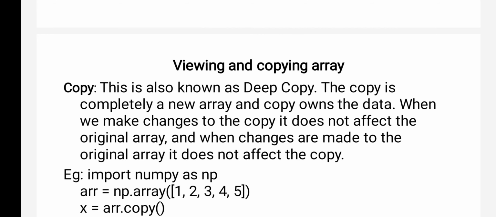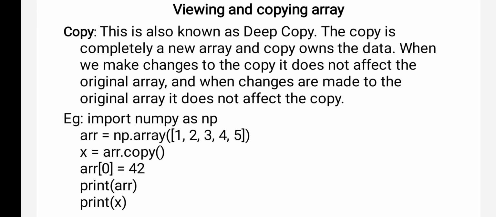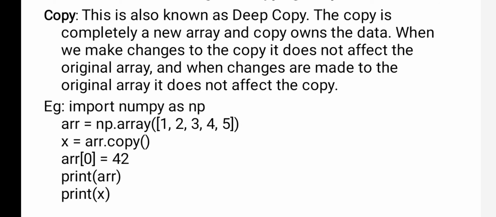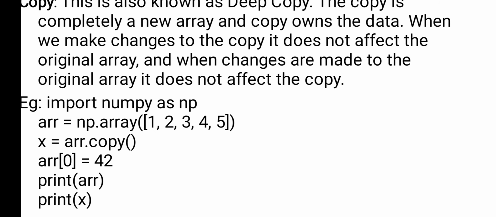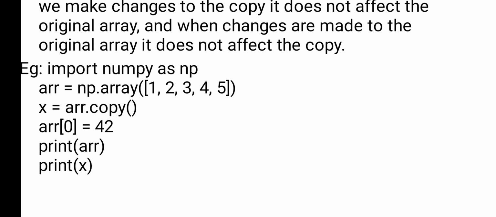So in Python, using copy, you create a duplicate copy, and if you make any changes to the duplicate copy, that will not affect the original. And whatever changes you make to the original, that does not affect the duplicate copy. That is the copy operation. This function I have already explained in the array functions. When we make changes to the copy, it does not affect the original array, and when changes are made to the original array, it does not affect the copy. Here I have used the built-in function arr.copy, meaning we are copying the elements of arr.